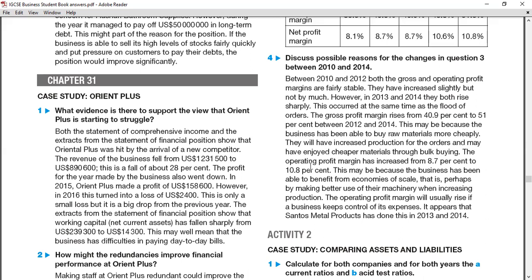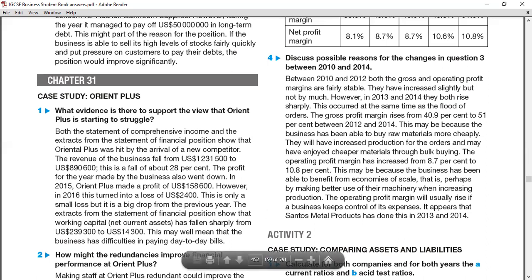So this is another advantage as a result. The business is able to increase its benefit from economies of scale, because they are purchasing in bulk, for example importing a bulk of metal from the US or China. As a result of better use of their machinery when increasing production, the operating profit margin will usually rise if the business keeps control of its expenses. So these are the main possible reasons for the changes.